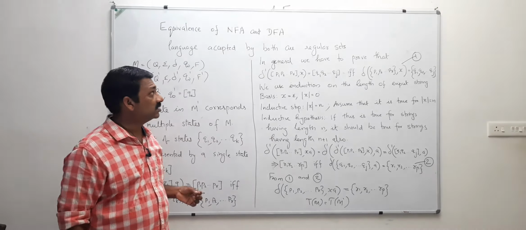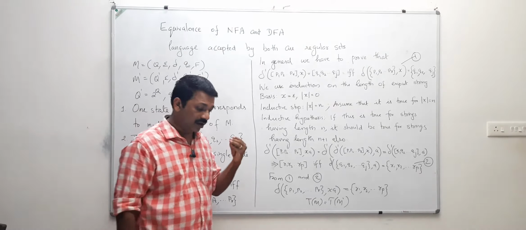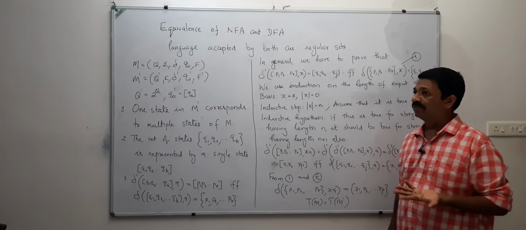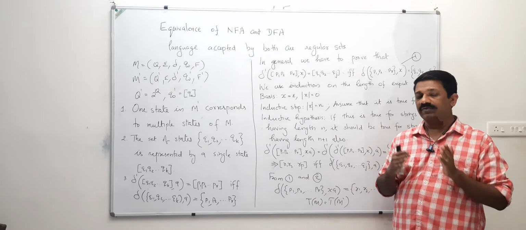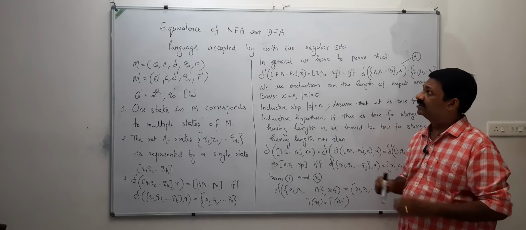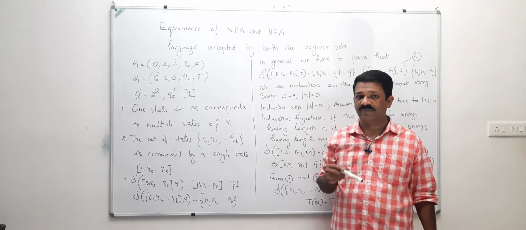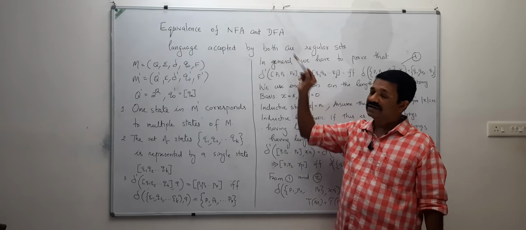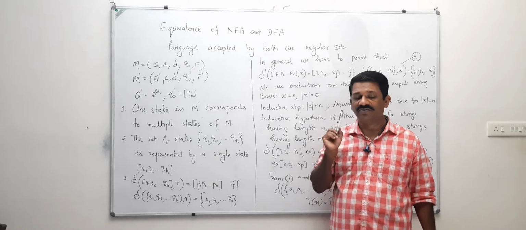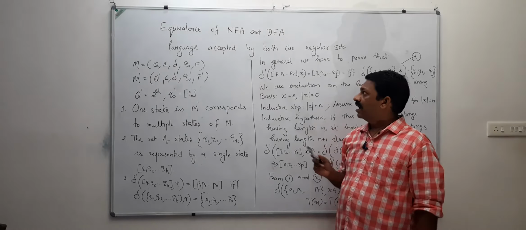In the previous class, we discussed what an NFA is, what a DFA is, and how any NFA can easily be converted to a DFA. An NFA has more than one outgoing transition for the same input symbol, but a DFA is deterministic. That means definitely only one outgoing transition is there for the same input symbol.